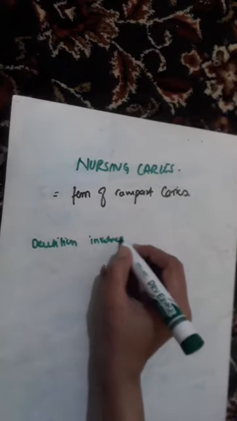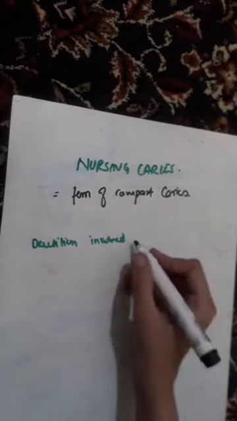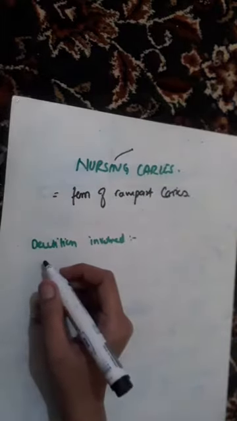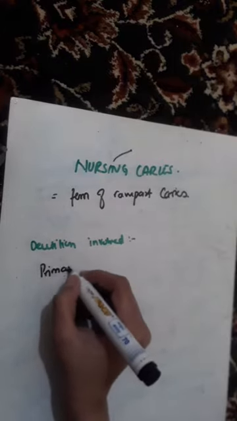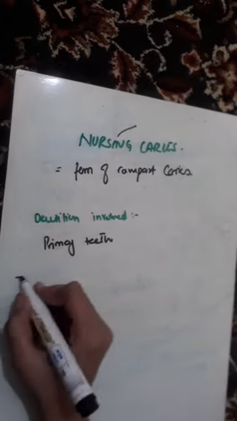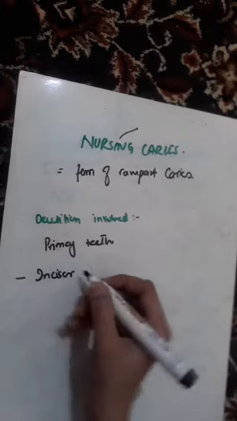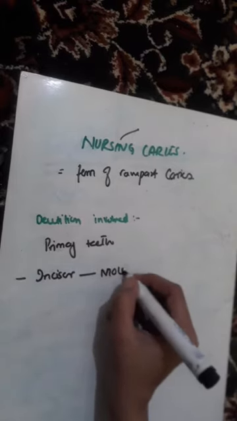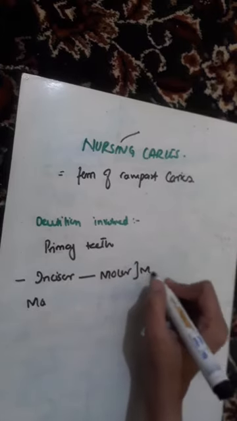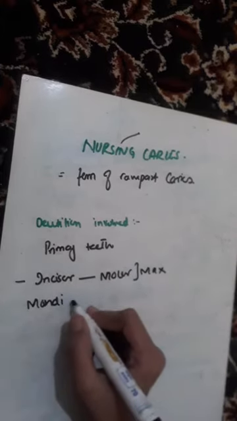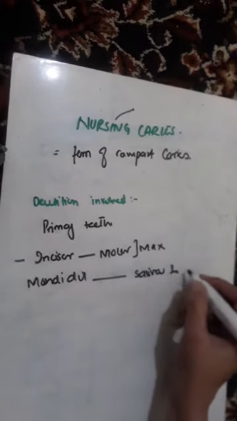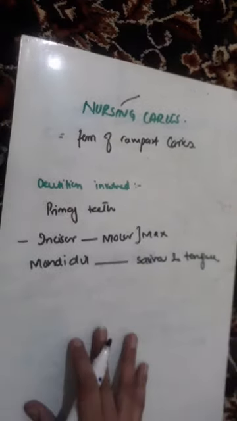The dentition involved in nursing caries, as we have already studied, is only the primary teeth. Now what are the commonly affecting teeth? Commonly affected teeth are the maxillary incisors, then comes the molars. The maxillary teeth are mostly affected, and the mandibular teeth are very less affected as they are protected by saliva and tongue. This is the dentition involved.